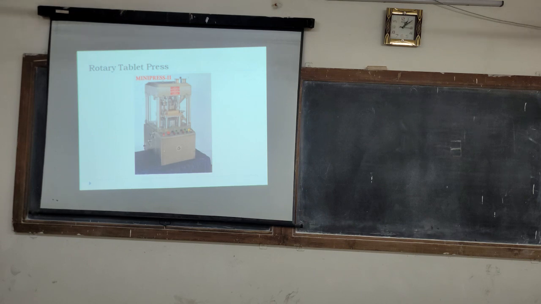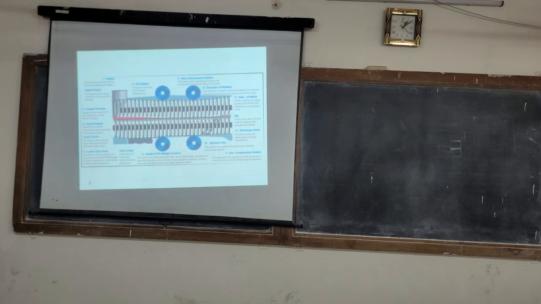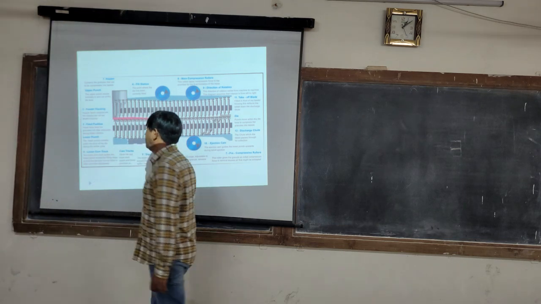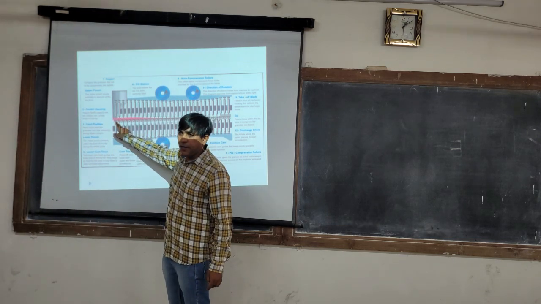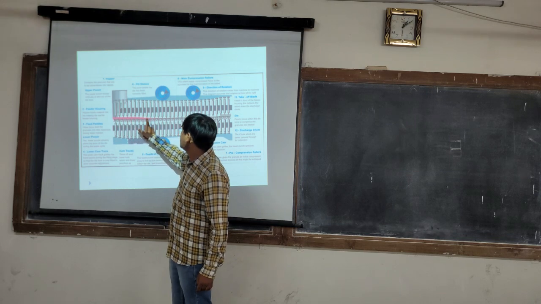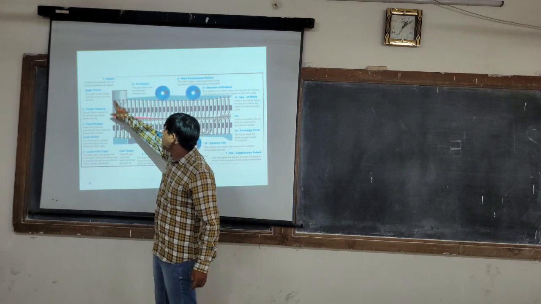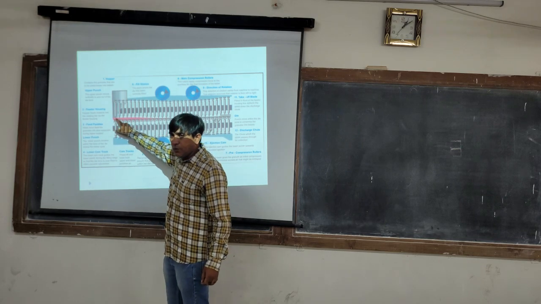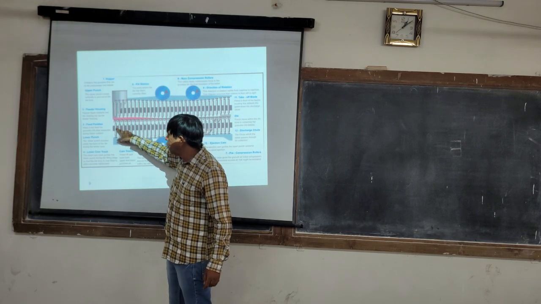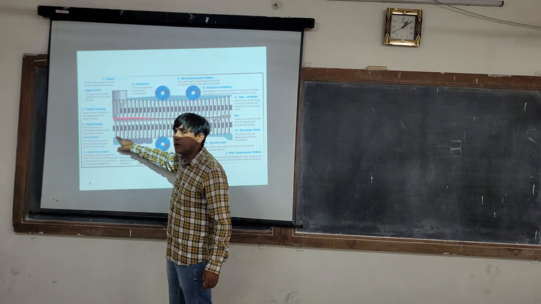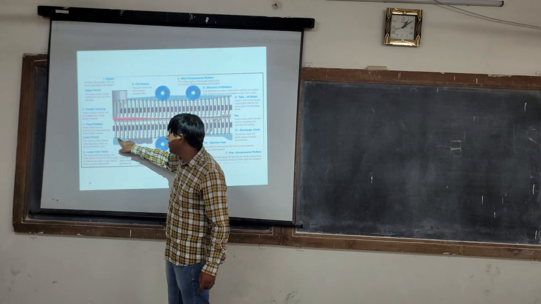This is a 10 station rotary tablet machine, Mini Press 2. This is a cycle shown in cross section for tablet manufacturing. First step is die filling. Here there is a feed frame. Through the hopper, the granules enter the feed frame. The lower punch lowers, that is, it adjusts its capacity.